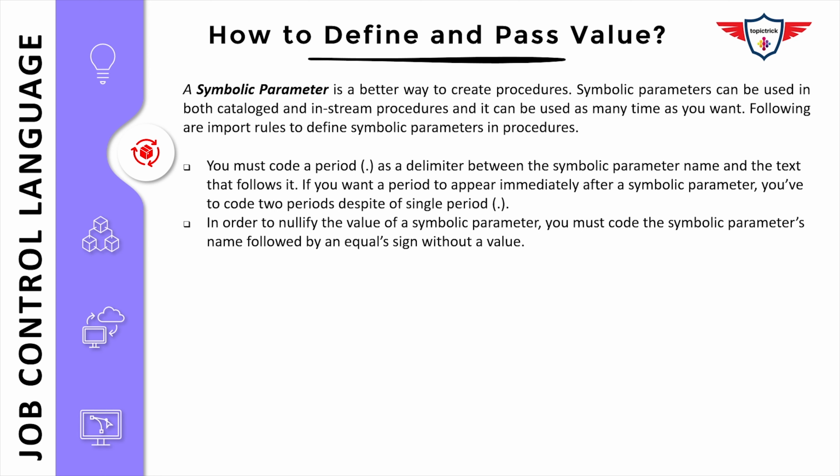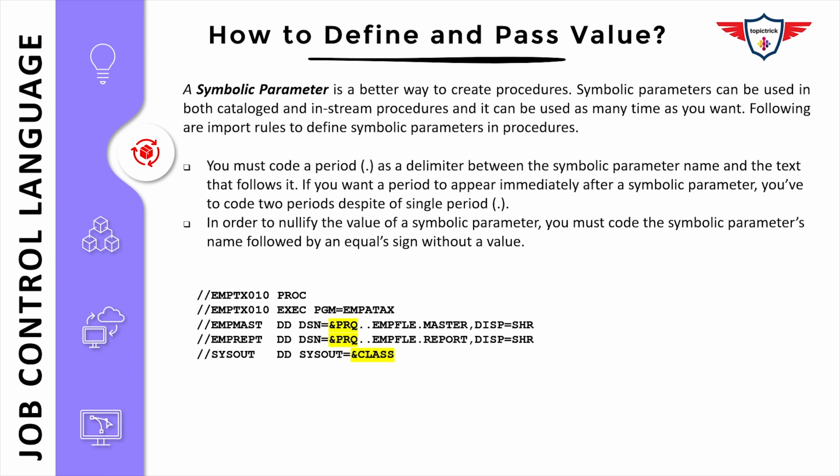So the first rule is that you must code a period as a delimiter between the symbolic parameter name and the text that follows it. If you want a period to appear immediately after a symbolic parameter, then you have to code two periods instead of a single period.